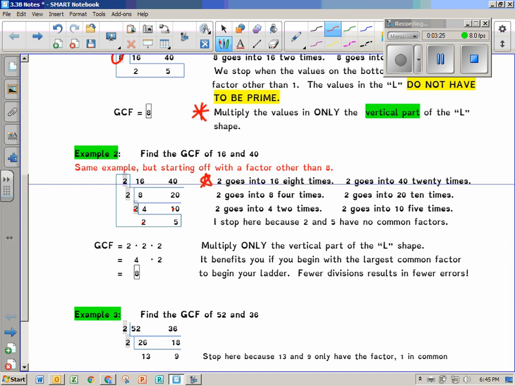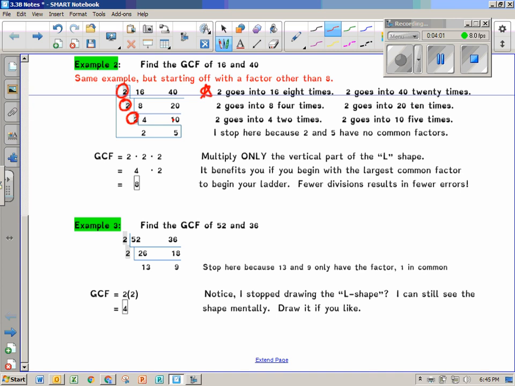So you only multiply the vertical part of the ladder. So this 2 down on the bottom, that's not part of the vertical part of the L. That would be the horizontal part of the L. So 2 times 2 times 2 is 8. I do want to see what you're multiplying together. So in the case above, there was no multiplication because there was only one thing in the vertical L. But here, there are 3 things, so you will show what you're multiplying together, and then box your result.